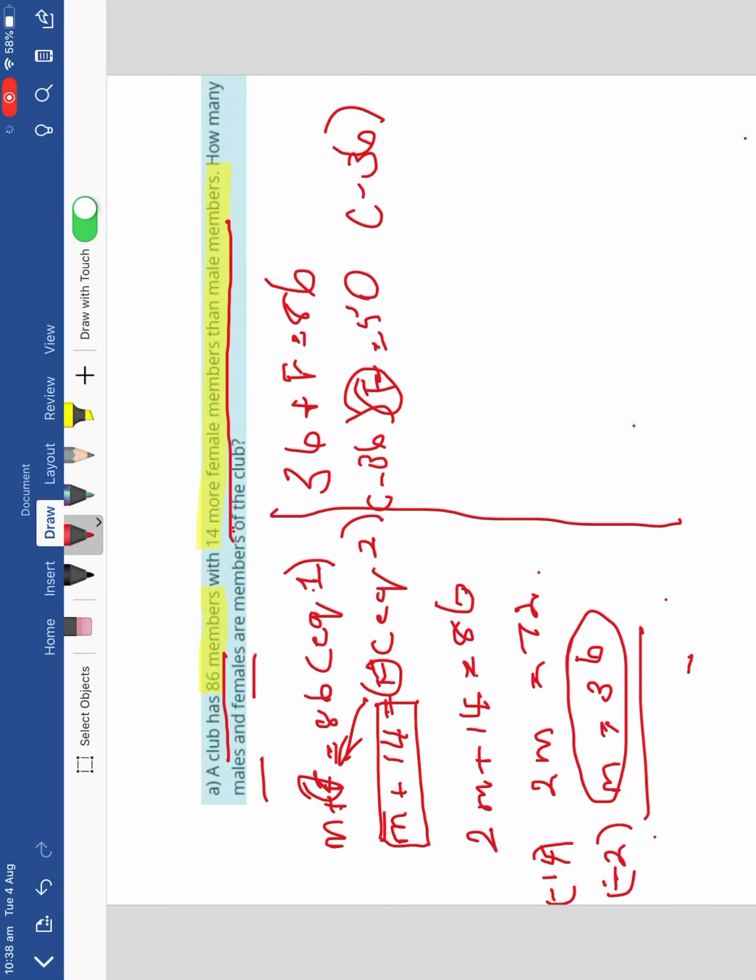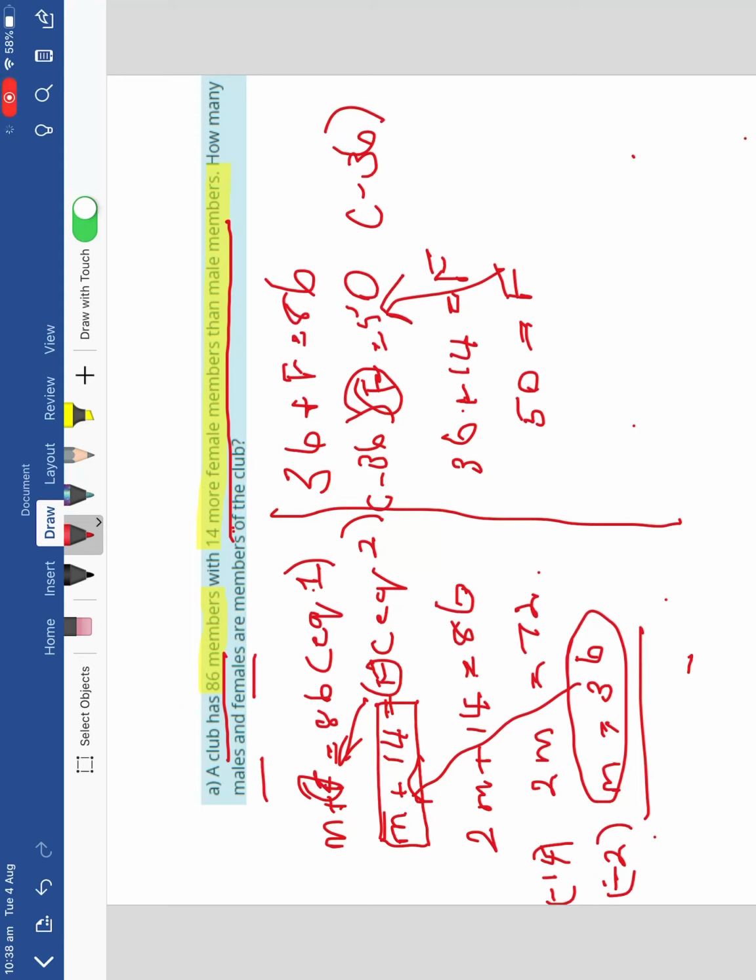Now, we always want to check our results to make sure that they add up. So what we're going to do is take the number of males, which is 36, and substitute it into equation 2. So we're going to put this 36 up here. So now we're going to come up with 36 plus 14 equals f. Okay. So 36 plus 14, 50 equals f. Which aligns with our number up here.